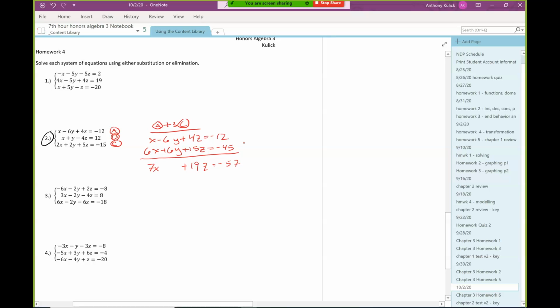Amy, what other two equations did you add together to eliminate the y's? B and C. Okay, so did you do probably negative 2 times B plus C? So that's negative 2x minus 2y plus 8z equals negative 24. And then C didn't change, so I'll just recopy that down.